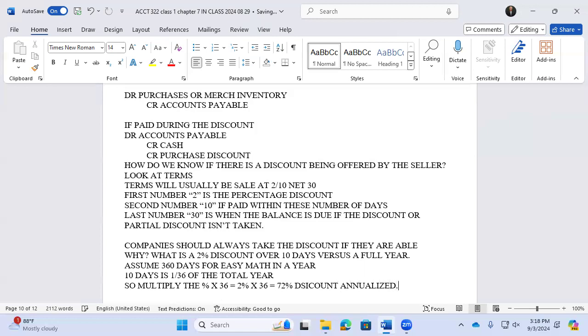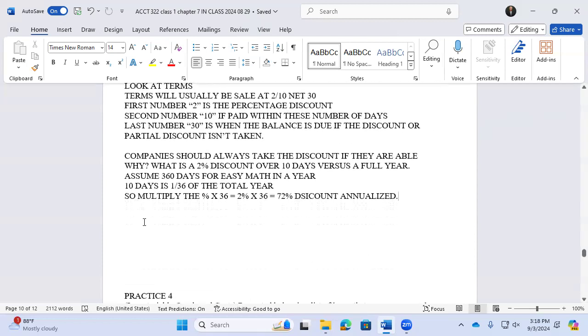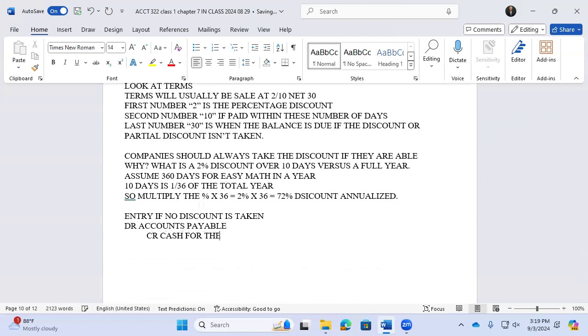Not considering compounding or anything like that, right? So the 72% over a year, pretty good discount, sure, it's 2% off, but you're essentially making a big return there. So you always want to pay the cash because for the most part, you're not going to be able to earn interest on that money that fast. So pay it, get it over with, because it's worth it. And by the way, the entry if no discount is taken would be debit to accounts payable, credit to cash for the full amount.